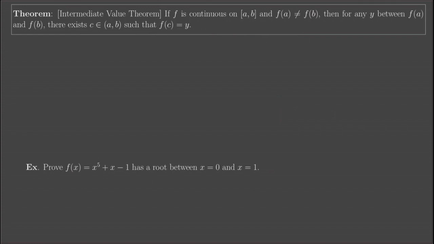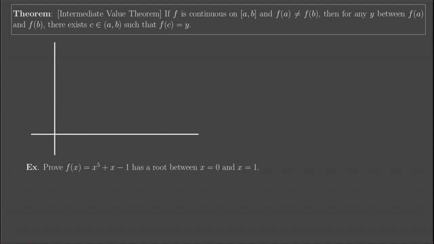So this theorem says that if you have a continuous function on the closed bounded domain from A to B, and f takes different values at the endpoints, so f of A is not equal to f of B, then for any value y sitting between f of A and f of B, either f of A is less than y is less than f of B, or f of A is greater than y is greater than f of B, depending on how f looks on the endpoints, then there exists a c from the domain so that f of c equals y.